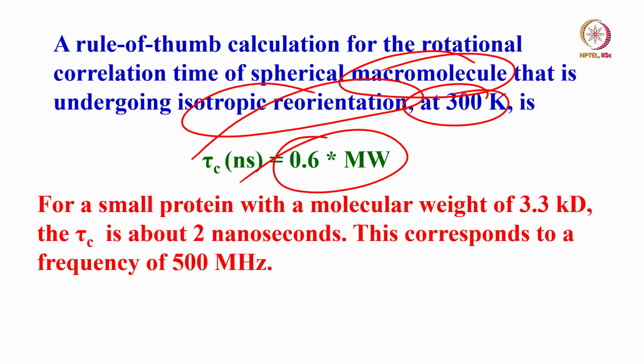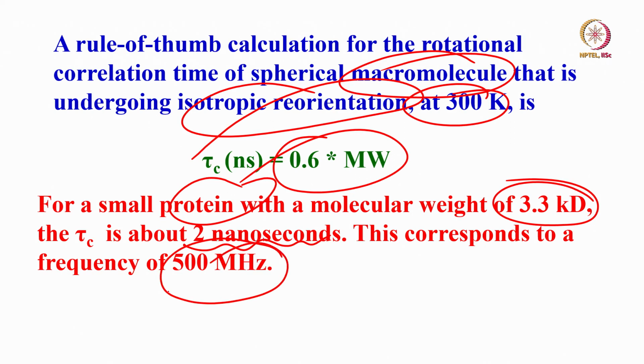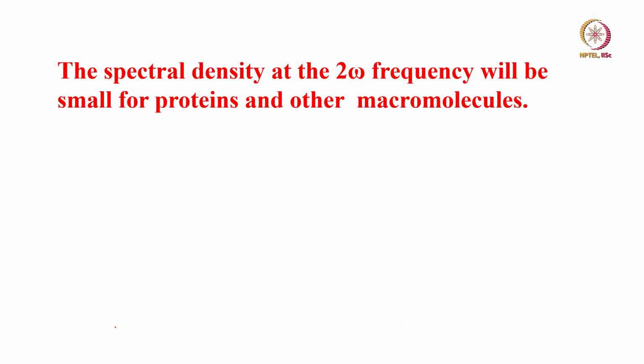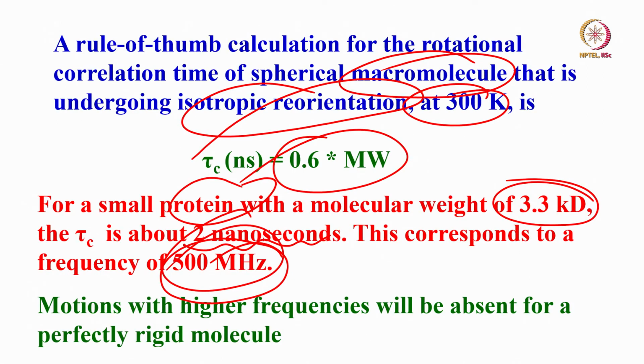So, for a small protein with a molecular weight of, let us say, 3.3 kilodalton, tau c is approximately 2 nanoseconds. What is 2 nanoseconds? It corresponds to 500 megahertz. You understand now how the molecular motion and tau c decide things. Now you know what J(w) is, you know the relaxation pathway, and you know whether it is positive NOE or negative NOE. All these parameters are related to each other. Motion with higher frequency will be absent for such a perfectly rigid molecule.